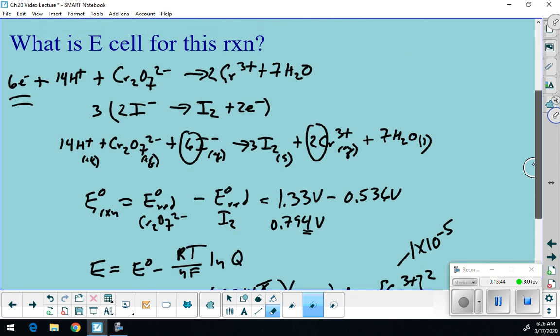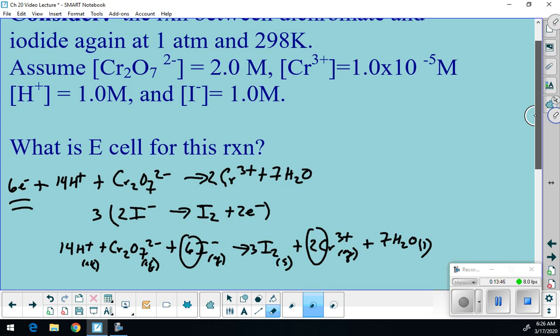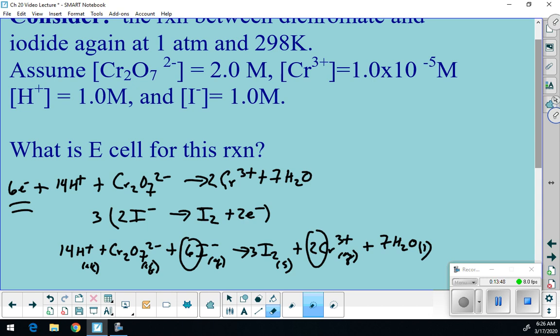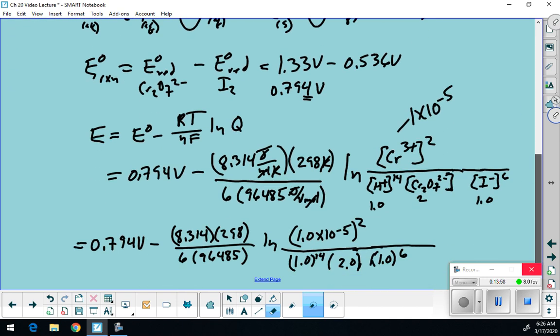Okay, so that is everything good. Up here, we have 1.0, 1.0 for my iodide, and for my hydrogen, my chromium 3 is 1.0 times 10 to the minus 5th, and 2.0. All right, I think that looks good. So now let's run the numbers. Are you ready? Got to be careful here now, because there's all kinds of ways we can mess up. So I'm going to take this slowly.